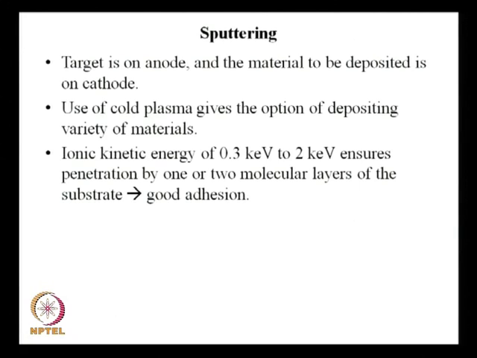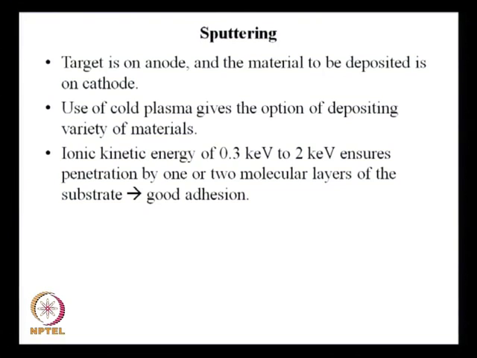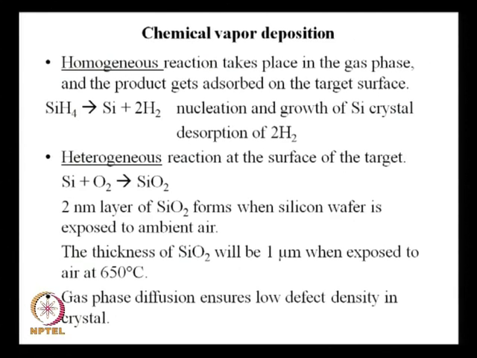Ionic kinetic energy of 0.3 keV to 2 keV. This ensures penetration by 1 or 2 molecular layers of the substrate. So, this is not just the layer sitting on the substrate, it is penetrating, because you are applying a voltage, you are adding some amount of ballistic effect. So, it goes 1 or 2 molecular layers into the substrate. So, this is good for the adhesion. So, these are the two methods you have for physical vapor deposition.